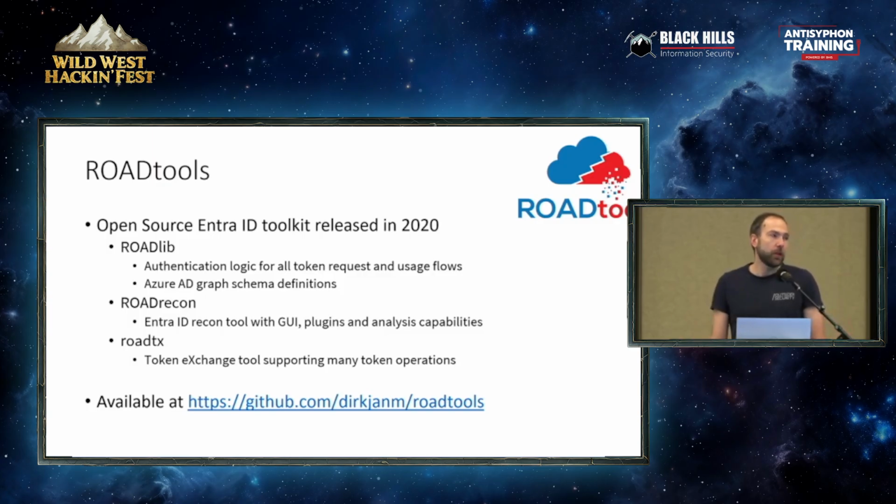With that, you can do all kinds of token operations. So if you have a refresh token, an access token, a primary refresh token, whatever authentication material you have, it works with cookies, it works with things you stole from the memory of the computer. So whatever you get, you should be able to use it with roadtx to do some authentication. That's basically also the interface to all the authentication methods in roadlib.